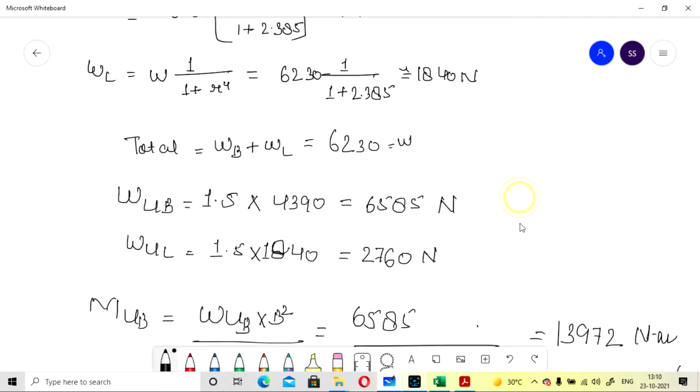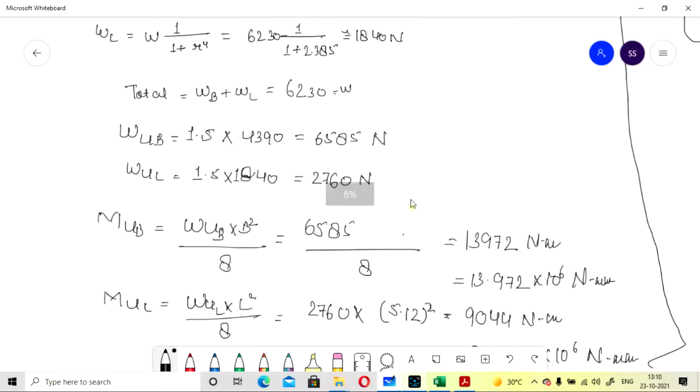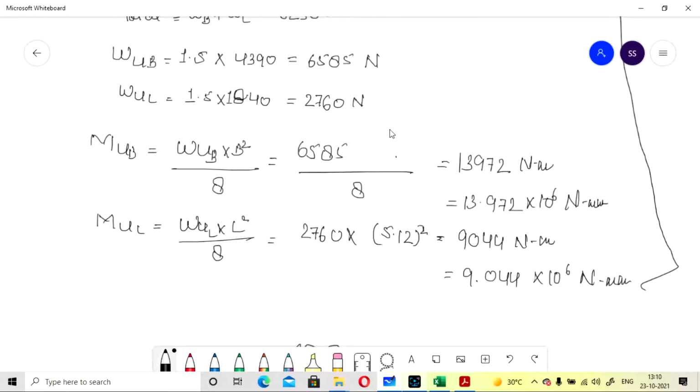Now our ultimate load will be calculated. We have to multiply by the factor of safety, that is 1.5 into 4350, which will come as 6585 Newton, and similarly for the longer direction 1.5 into 1840, so it will come at 2760 Newton. Okay, so now our moment for the shorter span will be calculated as WU B into B square by 8.